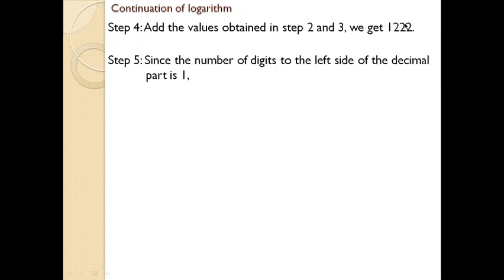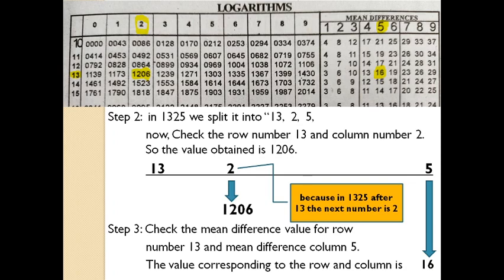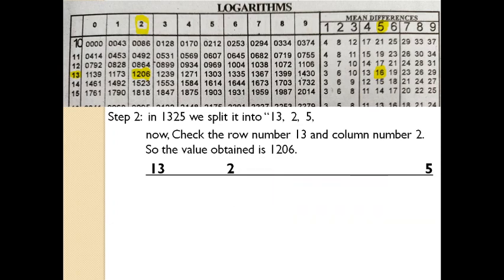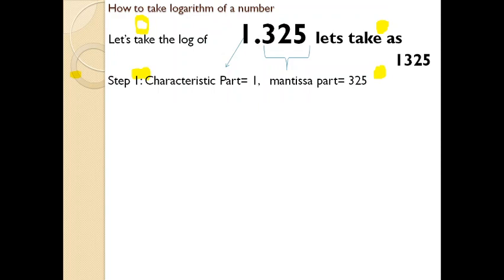And how to put that decimal? There is a simple trick. There is a rule for putting the decimal and a concept behind it, but from the examination point of view and for simple computation purposes, I am giving just a simple equation: number of digits to the left of the decimal minus 1. Just remember, the number was 1.325.